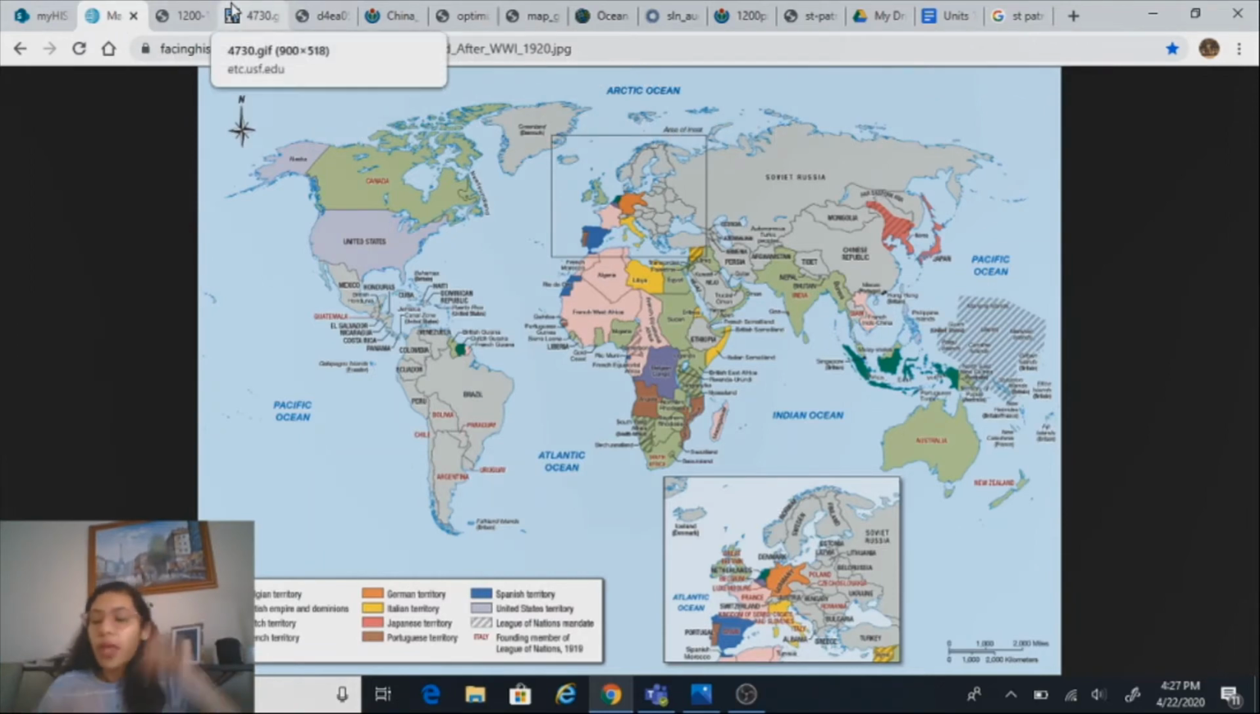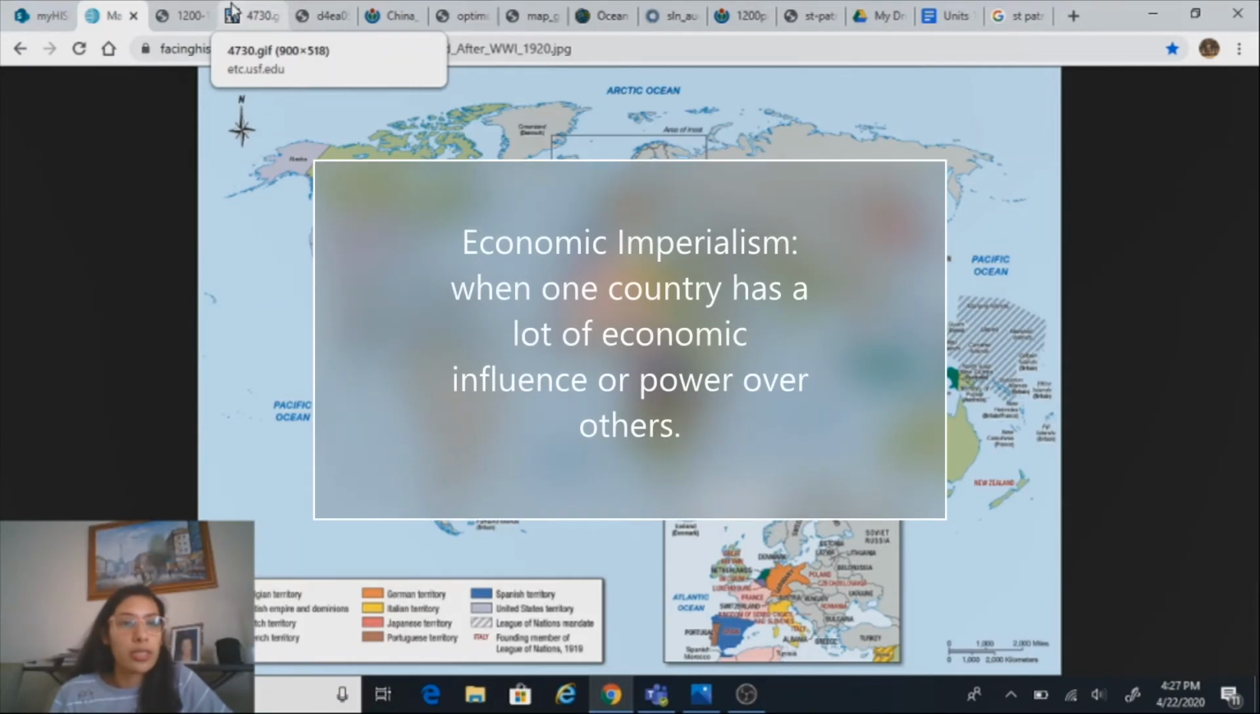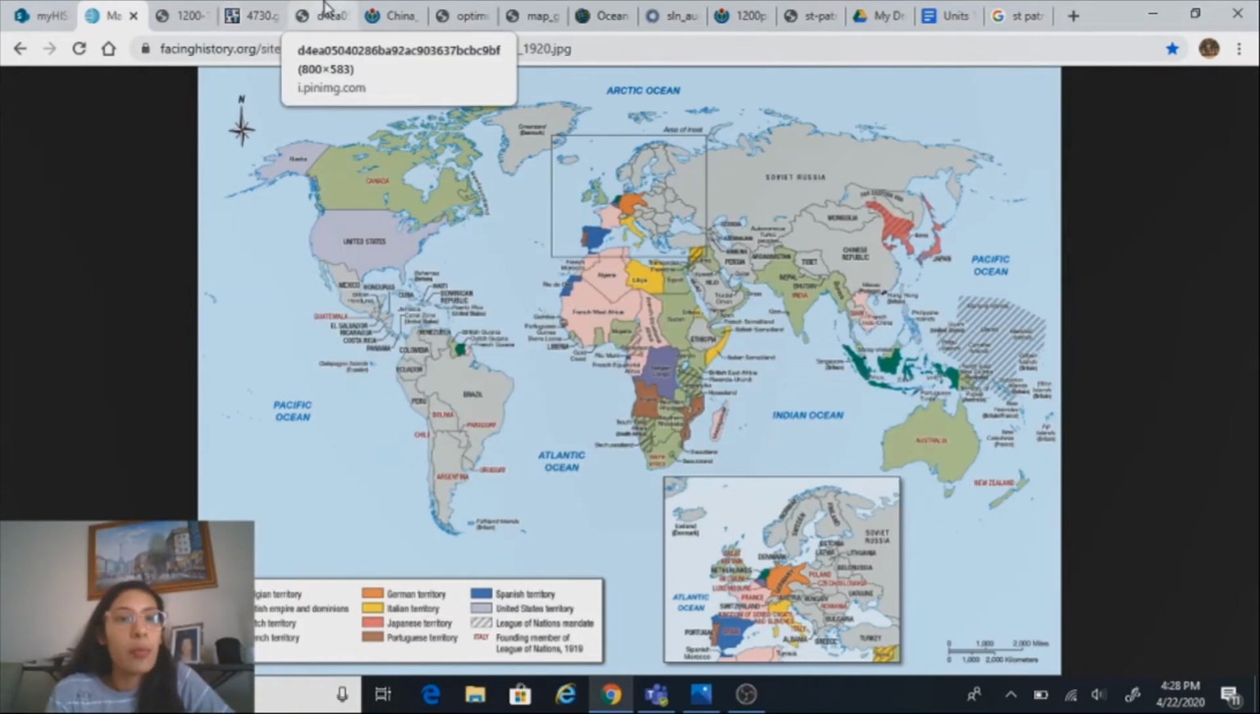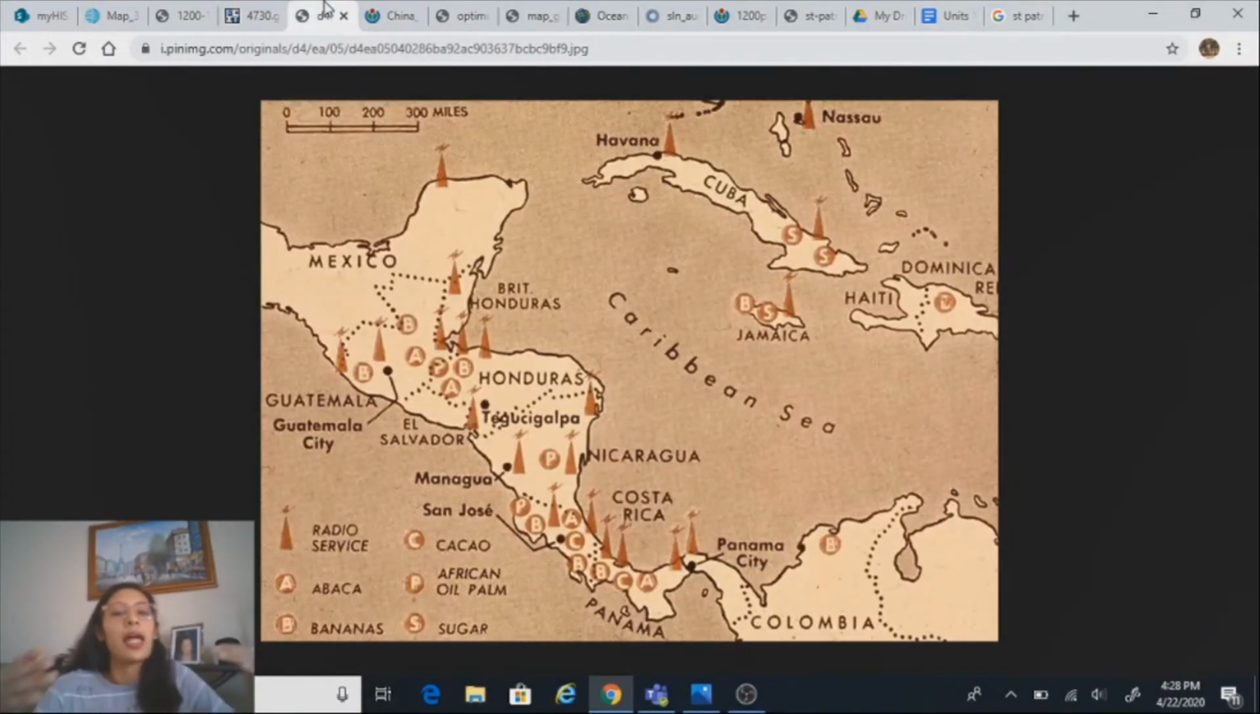Okay, so a lot of countries practiced what is called economic imperialism. Now, economic imperialism just means controlling a country's economy, and that therefore you are informally in control of that country through their economy. One example of this can be seen in Latin America, where the US's United Fruit Company controlled all of these countries in Central America.